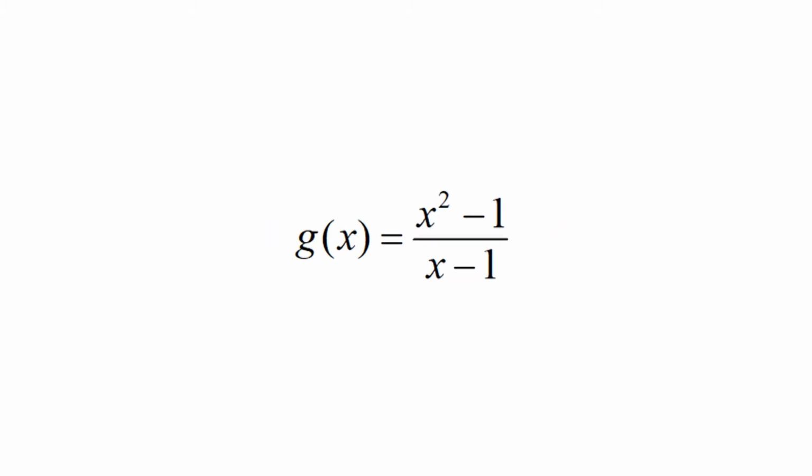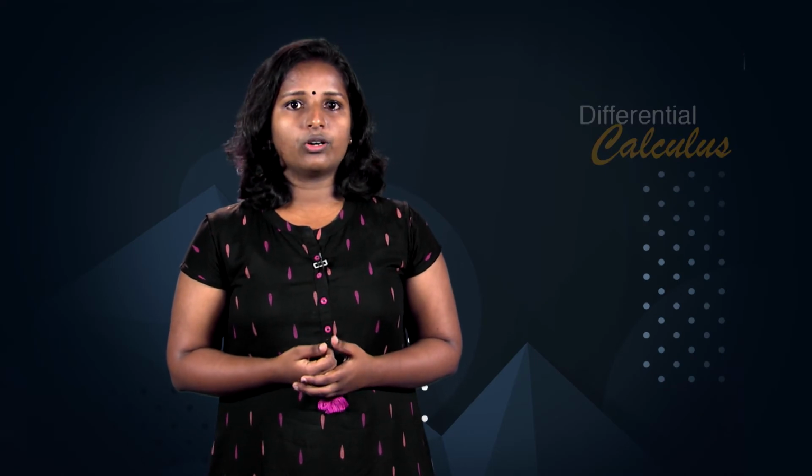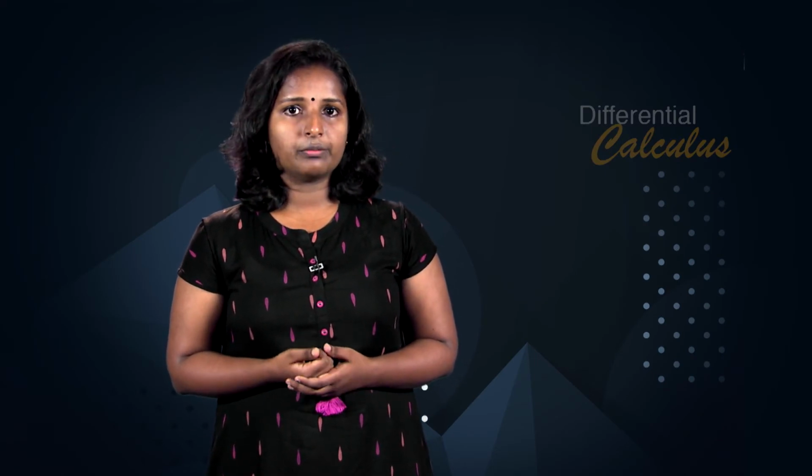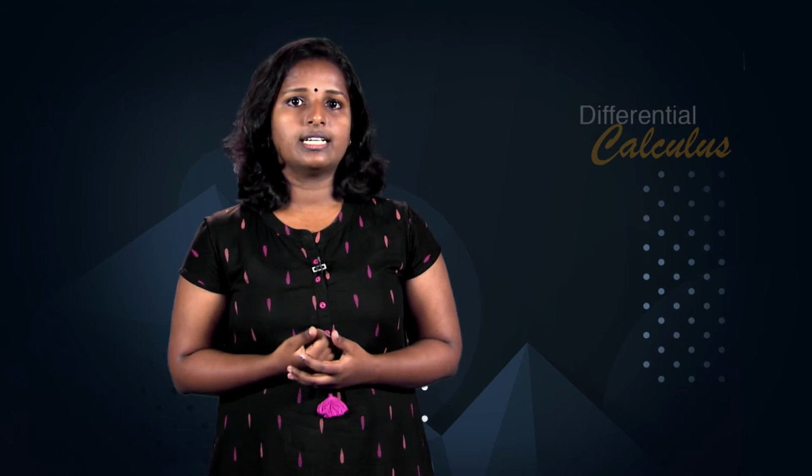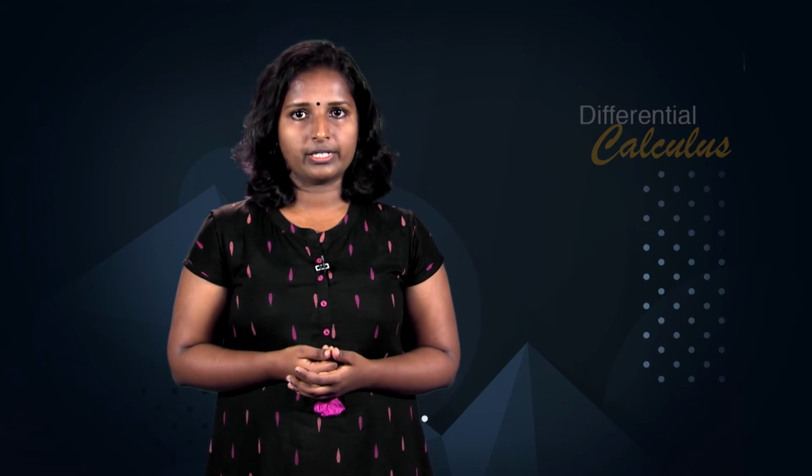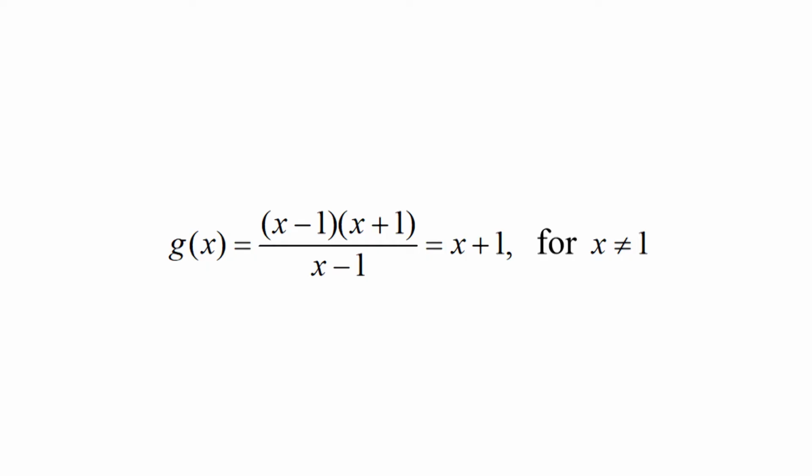As another example, let g be given by the formula g(x) = (x² − 1)/(x − 1) whenever the formula makes sense. Clearly, the natural domain of the given function is the set of real numbers except 1. For any x not equal to 1, we have x − 1 not equal to 0 and hence division by x − 1 is possible, and we have the simplification g(x) = (x − 1)(x + 1)/(x − 1) = x + 1 for x not equal to 1.